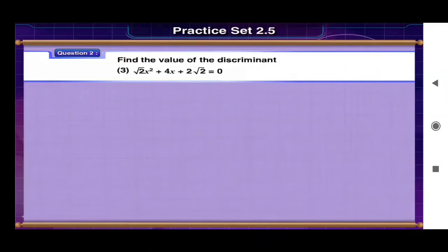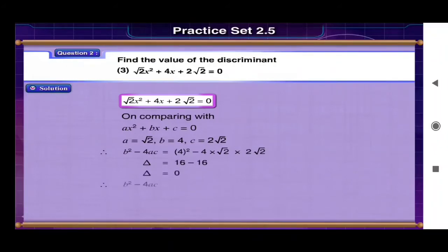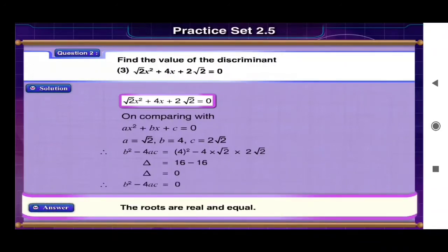3. Root 2 x square plus 4x plus 2 root 2 is equal to 0. On comparing with ax square plus bx plus c, we get a is equal to root 2, b is equal to 4, c is equal to 2 root 2. Therefore, b square minus 4ac is equal to 4 square minus 4 into root 2 into 2 root 2. Delta is equal to 16 minus 16, which means delta is equal to 0. Therefore, b square minus 4ac is equal to 0. Answer: the roots are real and equal.